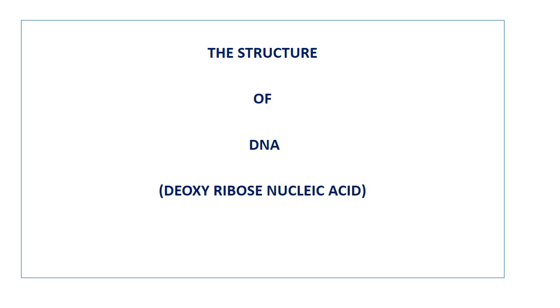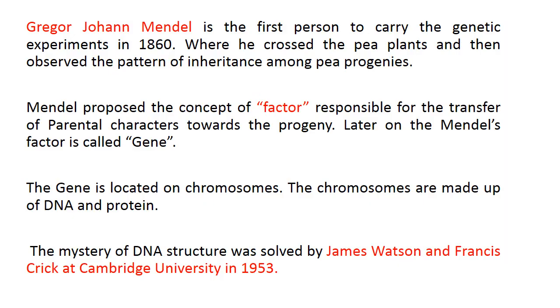Dear students, our today's topic is the structure of DNA, that is deoxyribose nucleic acid. As we know, Gregor Johann Mendel is the first person to carry out genetic experiments on plants. He chose the pea plant for his genetic experiment, and he tried to explain the mechanism of inheritance, that is how the characters of the parents are transferred to their offspring.